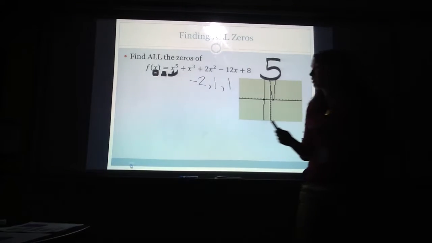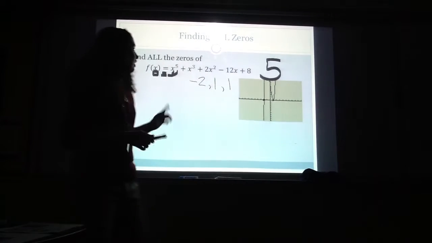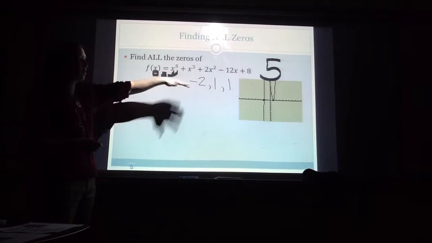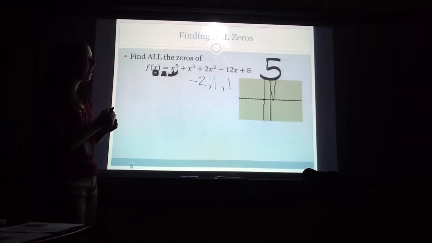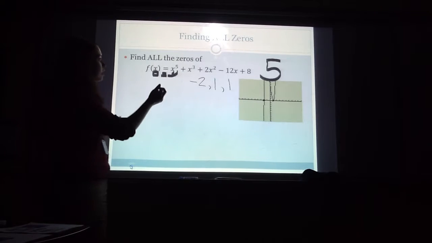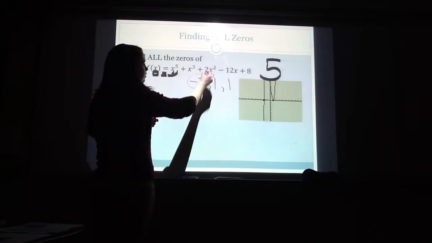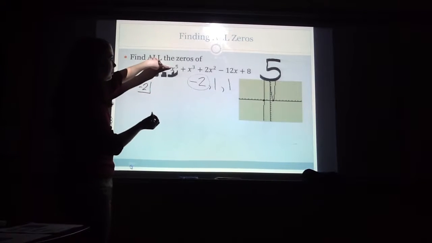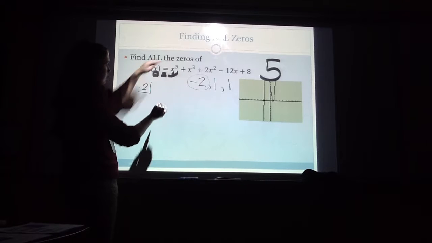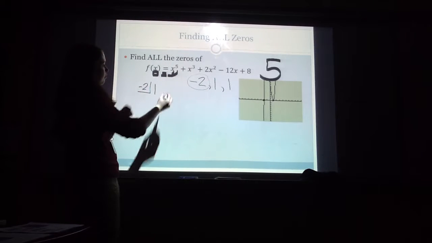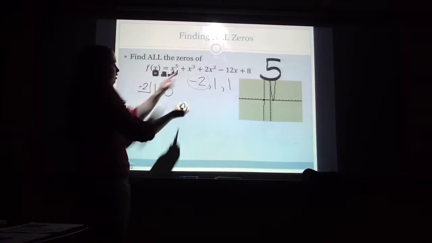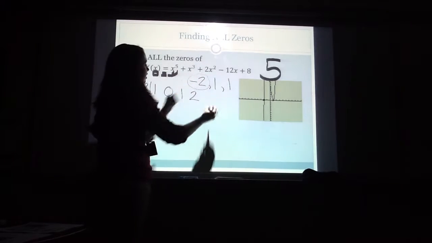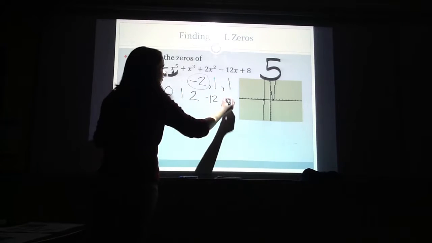I need the rest of my zeros. So we're going to do some synthetic division here. We're going to try to take this 5th degree polynomial and depress it clear down to a quadratic. So if you remember, we've done this before. Start with one of your zeros. Let's start with -2. I'm going to put -2 in my synthetic division box, and I'm going to divide. So write your coefficients down. I have 1. X to the 4th is 0. X to the 3rd is 1. X squared is 2. X is -12. And then I have an 8 on the end.